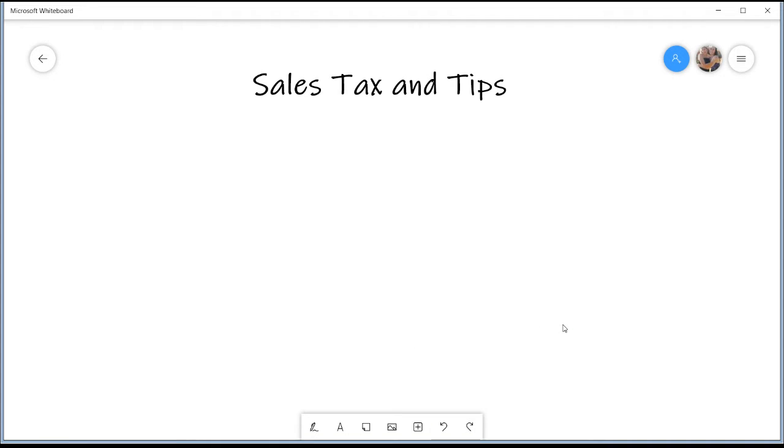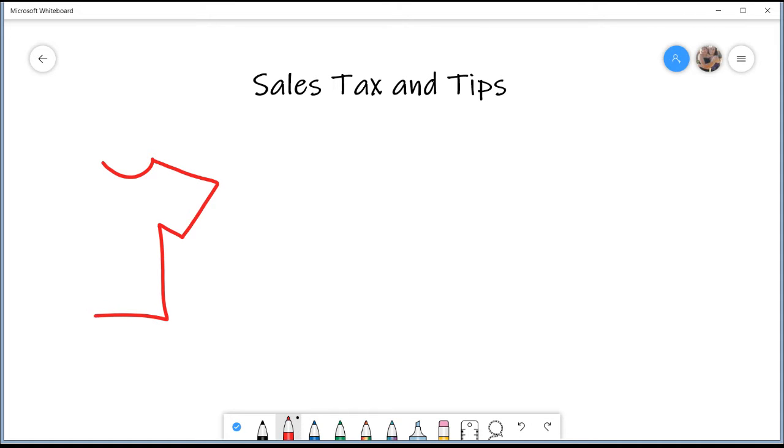Today's lesson is on calculating sales tax and tips. And this is something that we see in our lives every single day. When you go to the store to buy something, you are going to be charged a sales tax. That is in addition to what you're buying. So let's say you're going to buy a shirt. And this shirt is being sold for the low price of $7.99.